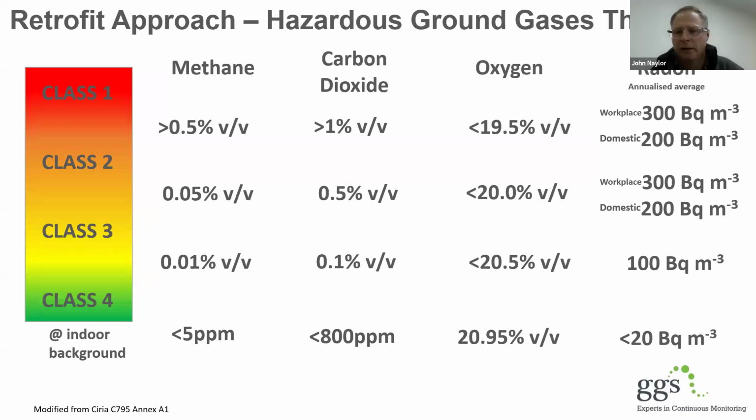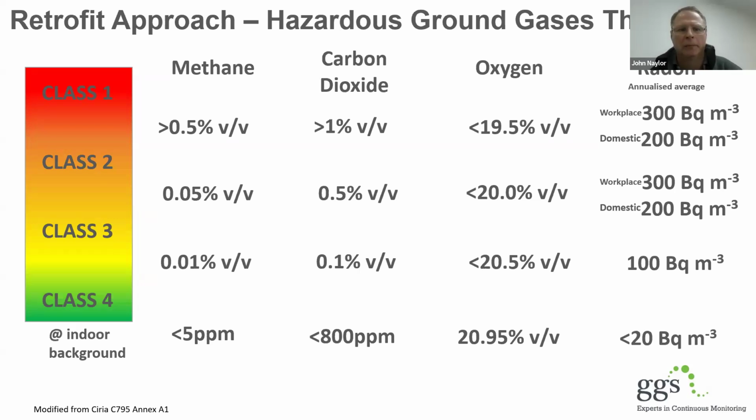Again, this is in Annex A1 or something similar, Syria 795. It gives you some ideas for some of these gases. So methane, again, there's a kind of bracket between class one and class two there. Anything above 0.5% pretty much means sorted out. Class two or class three to class two, we're dropping down orders of magnitude, and then class four and class five 0.01%. There's such a factor of safety in there that generally speaking, we wouldn't really be bothered.